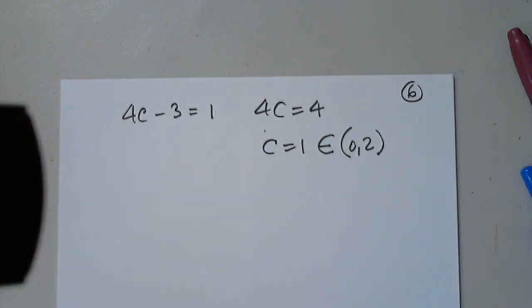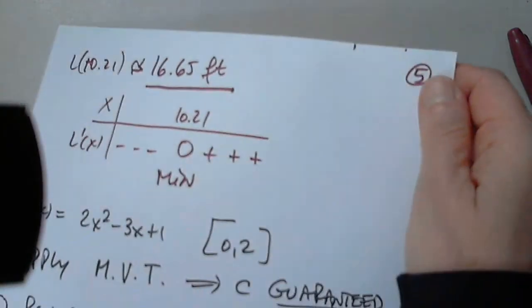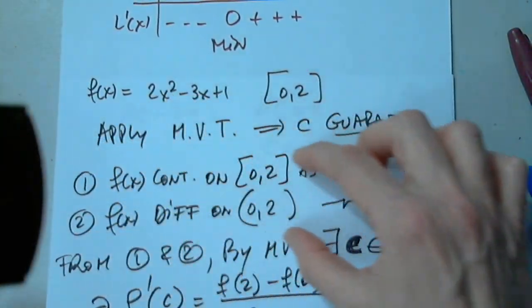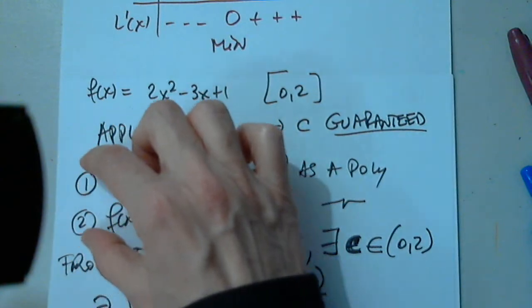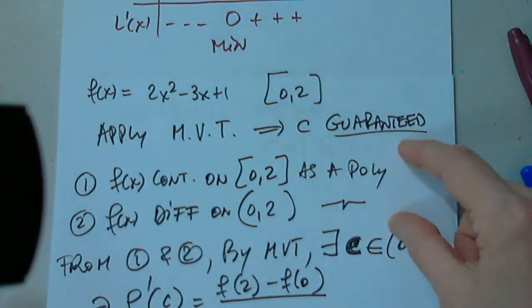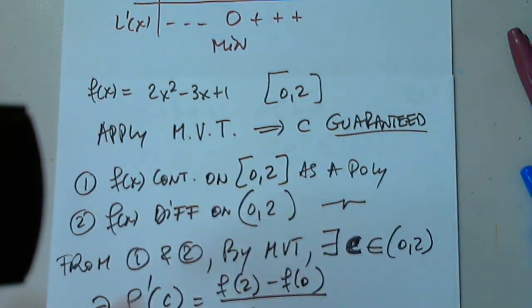The function has to be continuous and differentiable. So no matter what, otherwise MVT is not applicable. So this piece has to be clear. Whatever function and whatever interval, this has to be true. If these are not true, then MVT is not applicable.